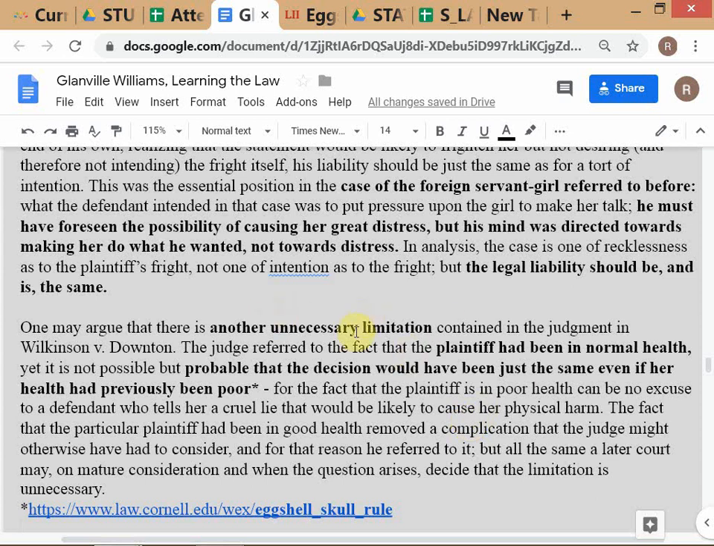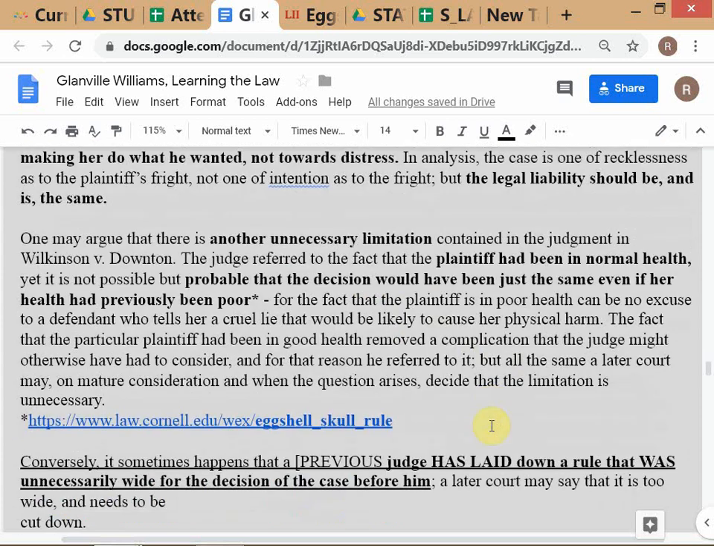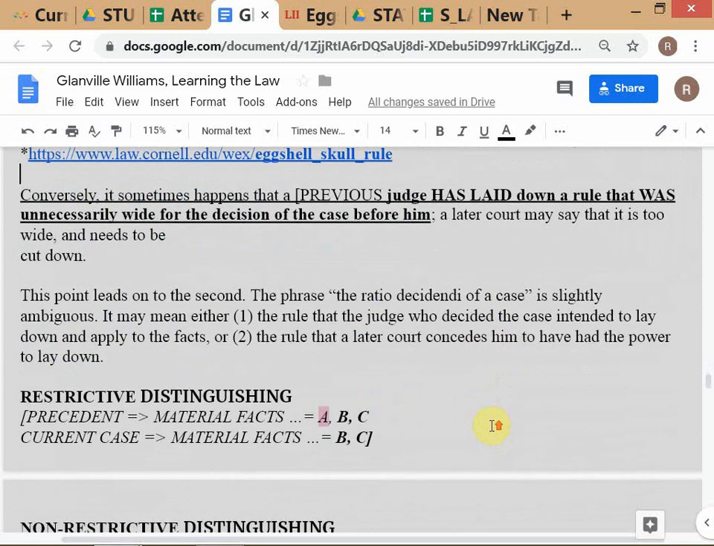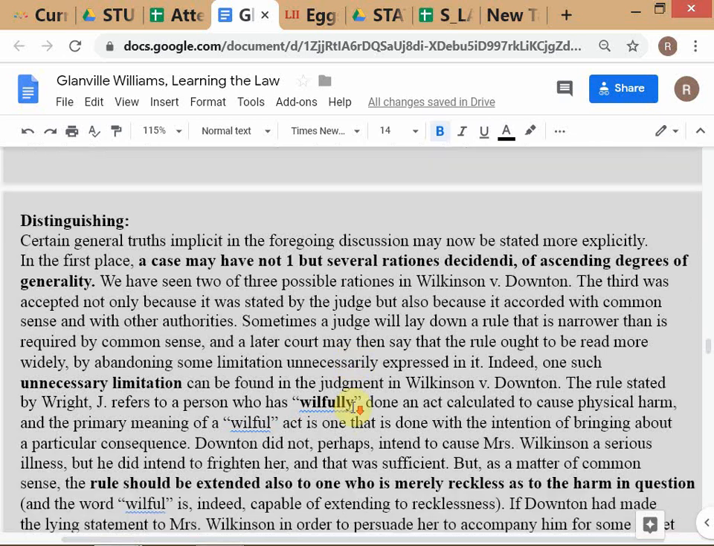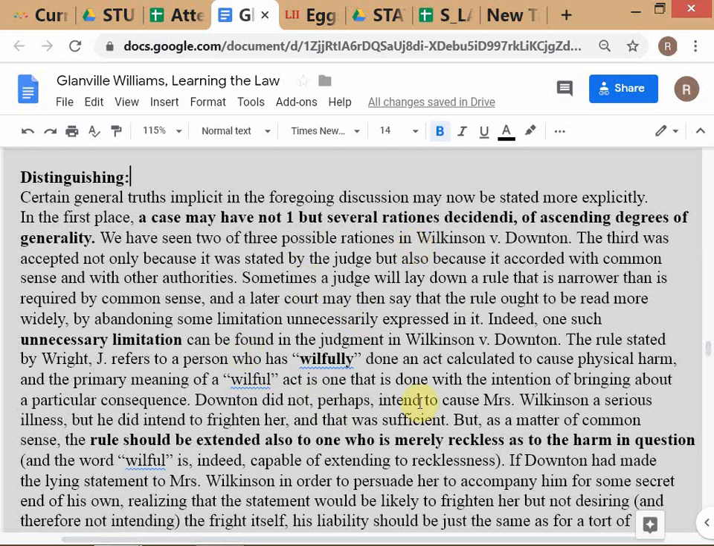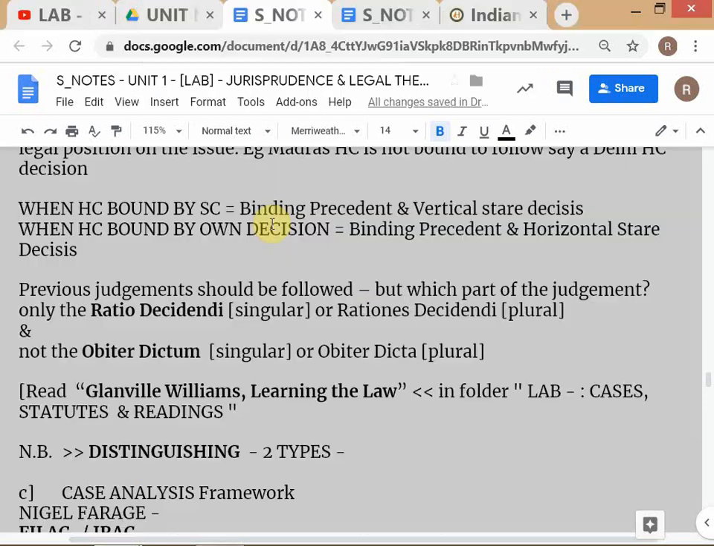Then he's talking about the other element, that the previous health of the victim is irrelevant. So all these elements come under the topic of distinguishing. Okay, this article is not well drafted, I've been saying that many times, but they have not organized the ideas properly. But anyway, why are we discussing this point, distinguishing? Because we'll now see what the two types of distinguishing are. If you see your notes, I've talked about two types of distinguishing.